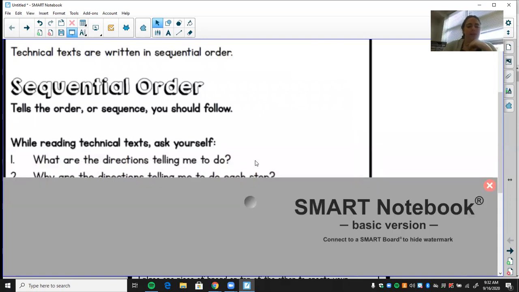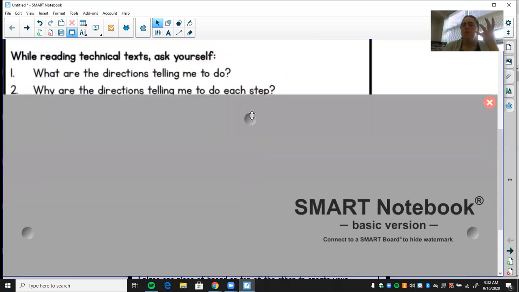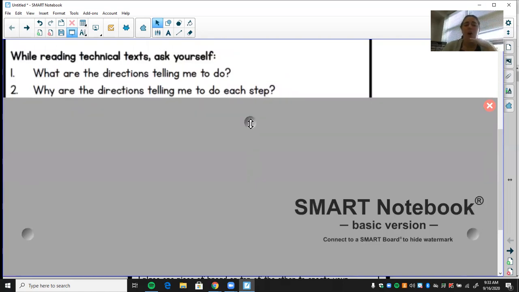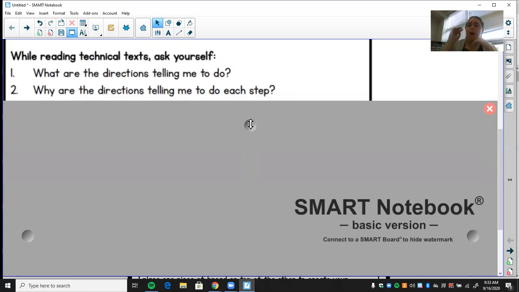So while reading technical text, ask yourself, what are the directions telling me to do? So what am I going to do? Why are the directions telling me to do each step? Why is each step important?